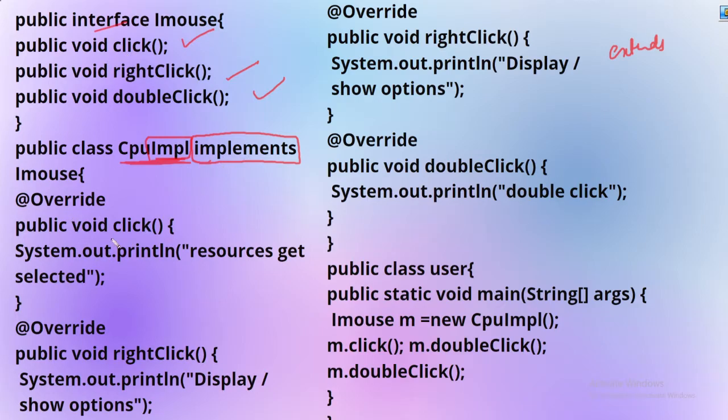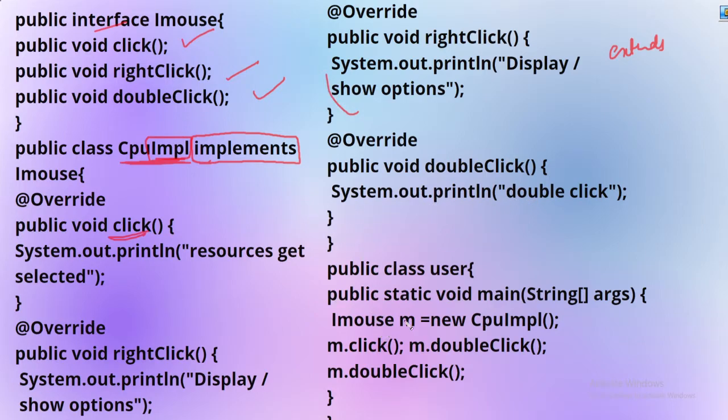Once you implement the methods that are here, they will be overridden and you need to write certain output or logic for them. So for this void click, a resource gets selected. For right click, you display the show options. For the double click, again, for the right click, there is display or show. Same thing is there, just need to cut this one. So for this double click, you have double click.